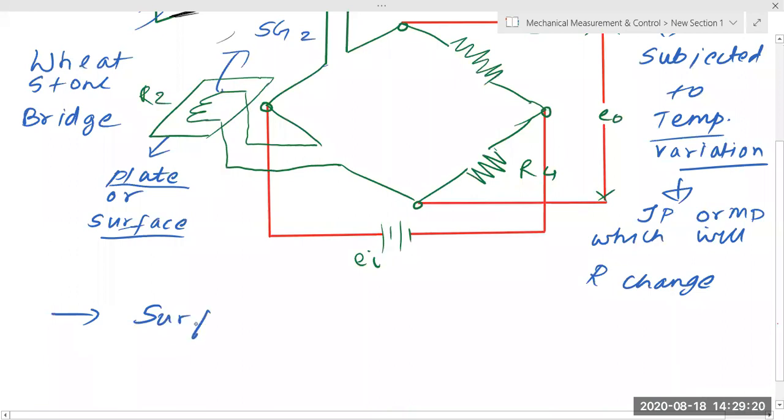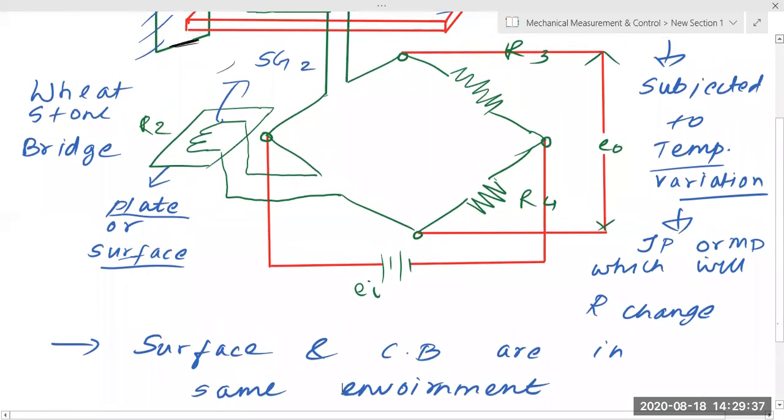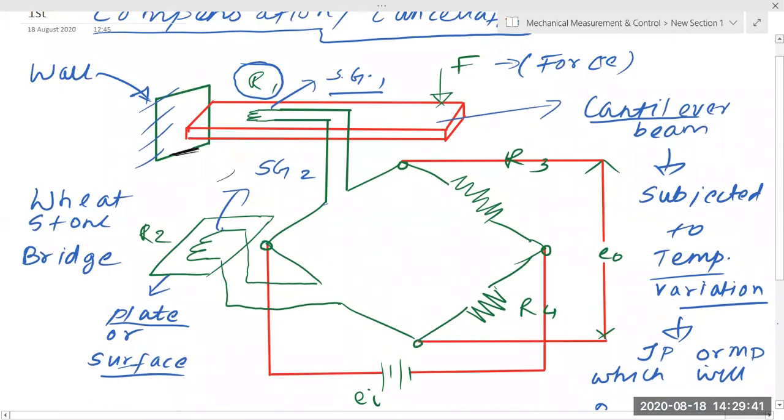Surface and cantilever beam are in the same environment. So when they are in the same environment, whenever there is a temperature effect on the first strain gauge, SG1, the temperature effect will also be there on SG2.